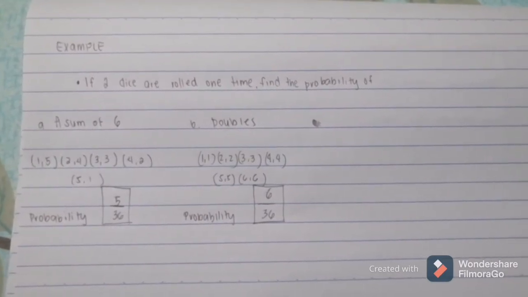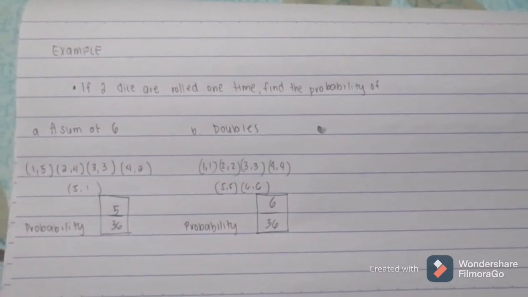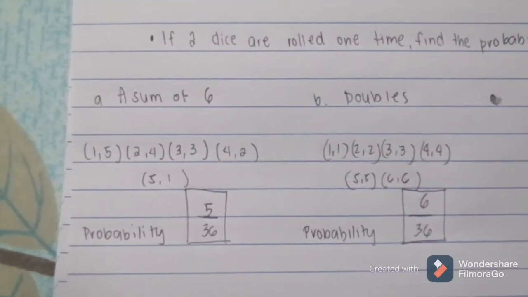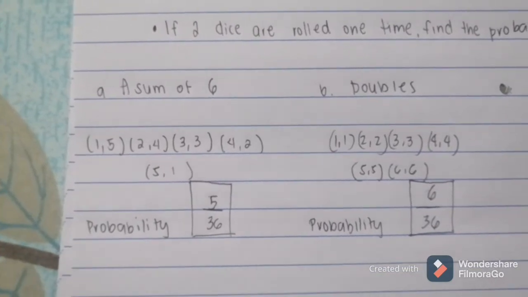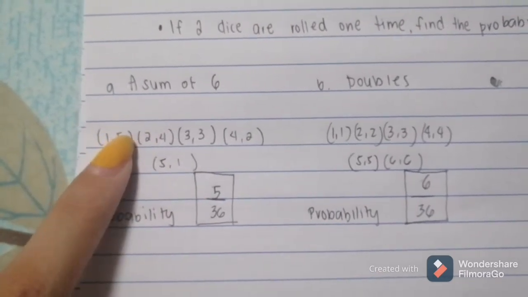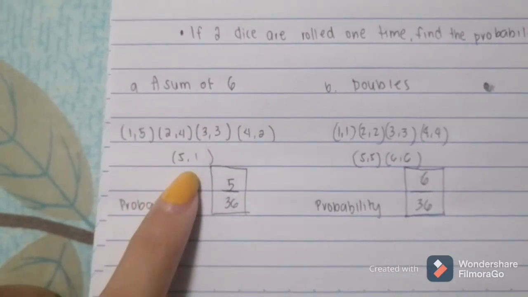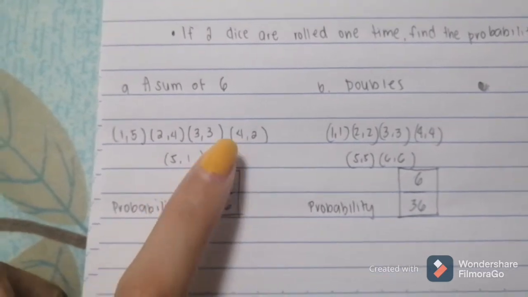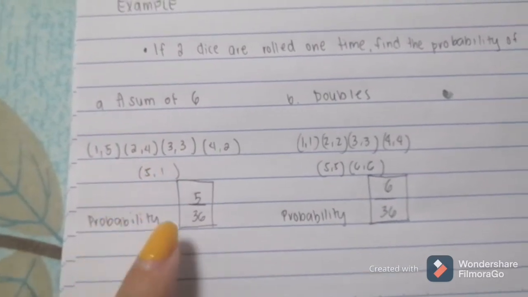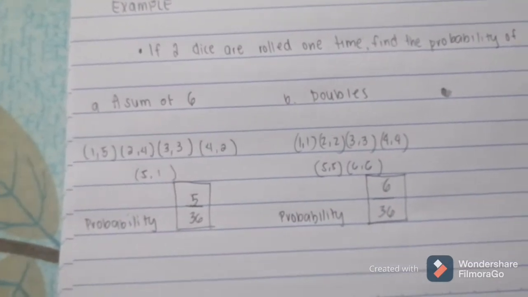So, for example, sa pagkuha ng probability sa isang simpleng tanong na, if two dice are rolled one time, find the probability of a sum of 6 and doubles. So, sa una, hinahanap ang a sum of 6. So, hanapin natin yung dalawang number na pag pinag-add mo is 6 ang lalabas. So, yun ang 1 plus 5, 2 plus 4, 3 plus 3, 4 plus 2, and 5 plus 1. So, sa pag pinag-add mo yan, 6 ang lalabas. So, meron tayong probability na 1, 2, 3, 4, 5. So, 5 over 36 dahil 36 ang overall outcomes sa pag-roll ng dalawang dice.